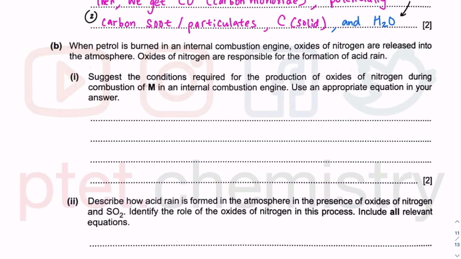Now in part B, when petrol is burned in an internal combustion engine, you get oxides of nitrogen. Oxides of nitrogen can form acid rain. Suggest the conditions, so these are plural, required for the production of oxides of nitrogen during the combustion of M in the internal combustion engine. Use an appropriate equation, and there refers to one equation.